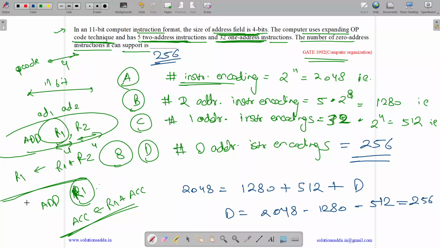So what is a 0 address encoding? We just have an opcode and no operand is there. Like let us suppose we have an INCR instruction. If no operand is there, then the address is implicitly defined in the instruction itself. So it will increment the accumulator value. Okay, so 256 is the answer.